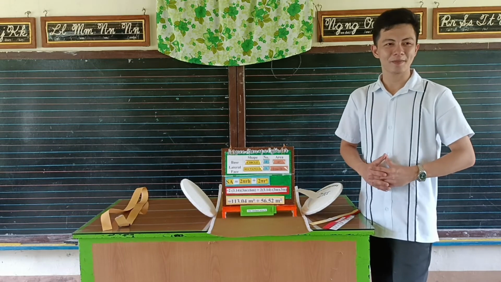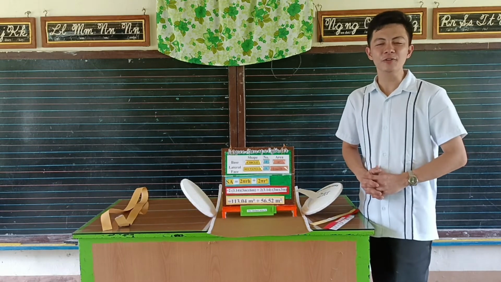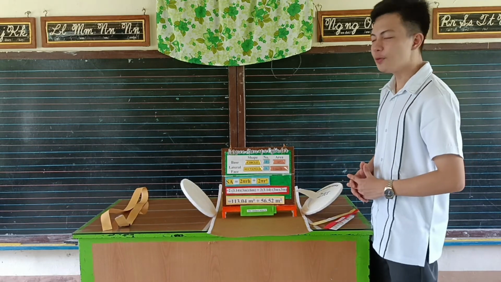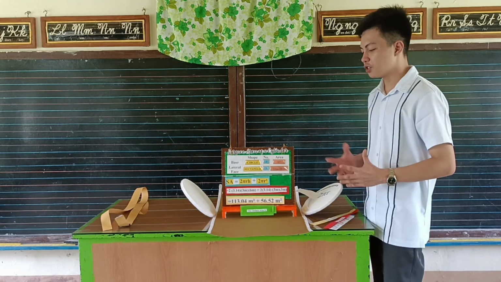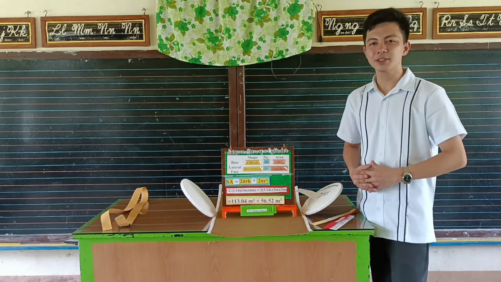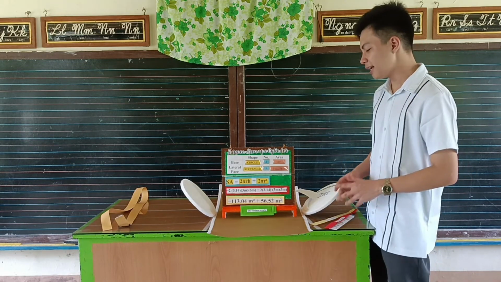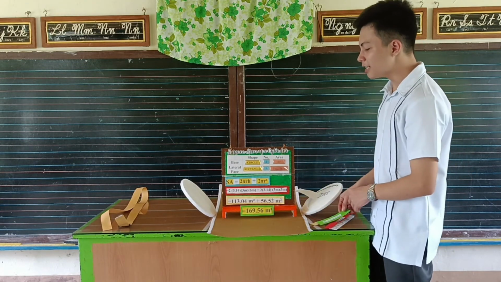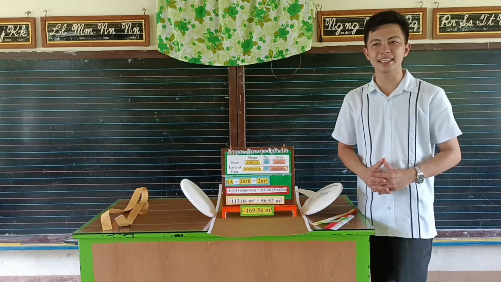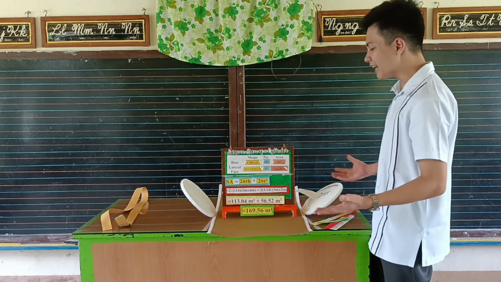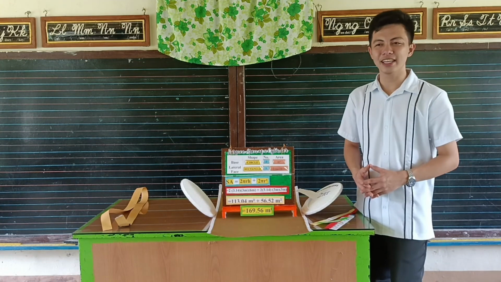56.52 square meters. After that, to get the surface area of this cylinder, we will now add the two areas. So 113.04 square meters plus 56.52 square meters. So that will be 169.56 square meters. So that is the surface area of this cylinder.